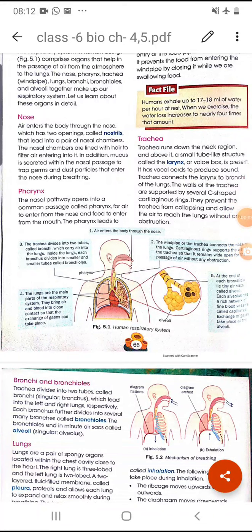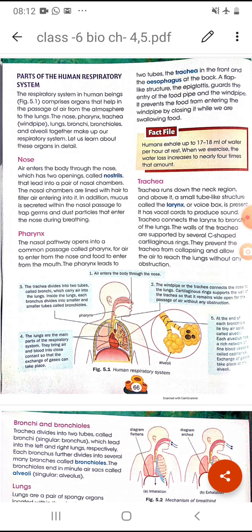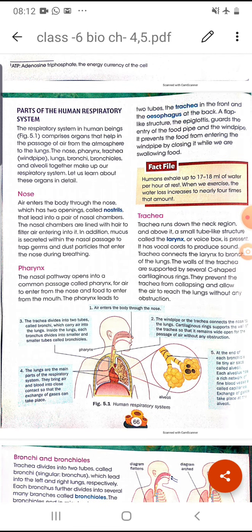So today we are going to discuss some other parts of our respiratory system. In our previous classes, we have discussed the nose and pharynx. Okay, and what is the respiratory system? I think this part you have understood well. Okay, so let's start with the trachea.